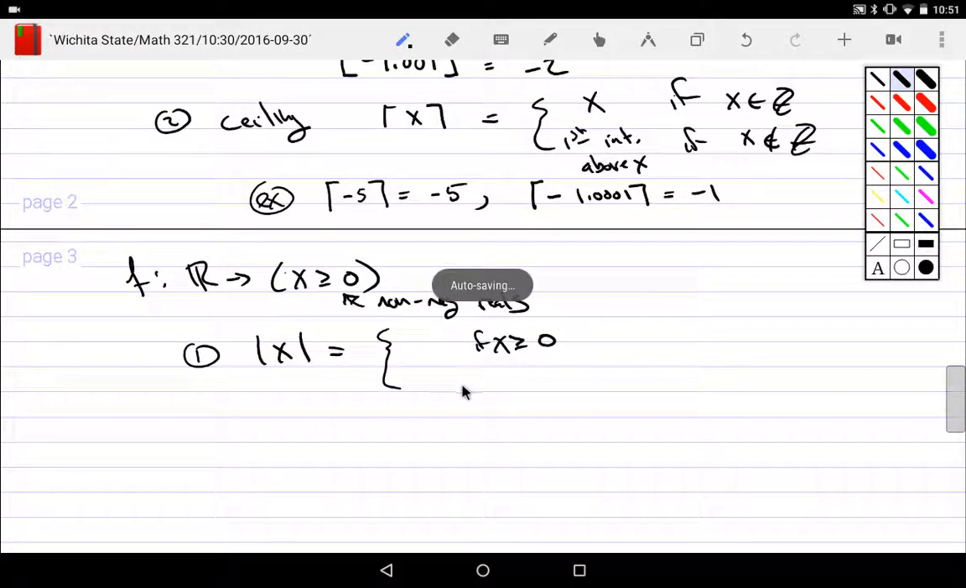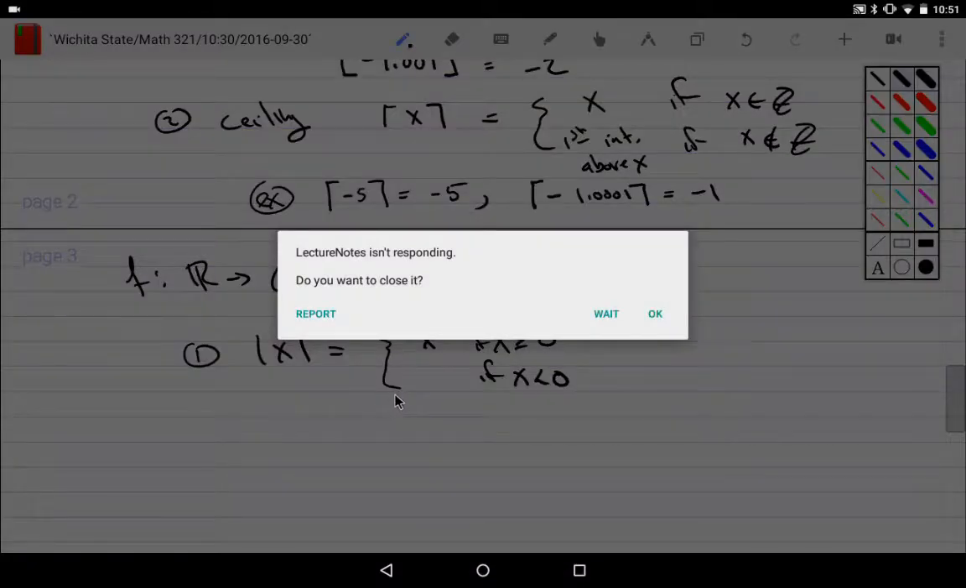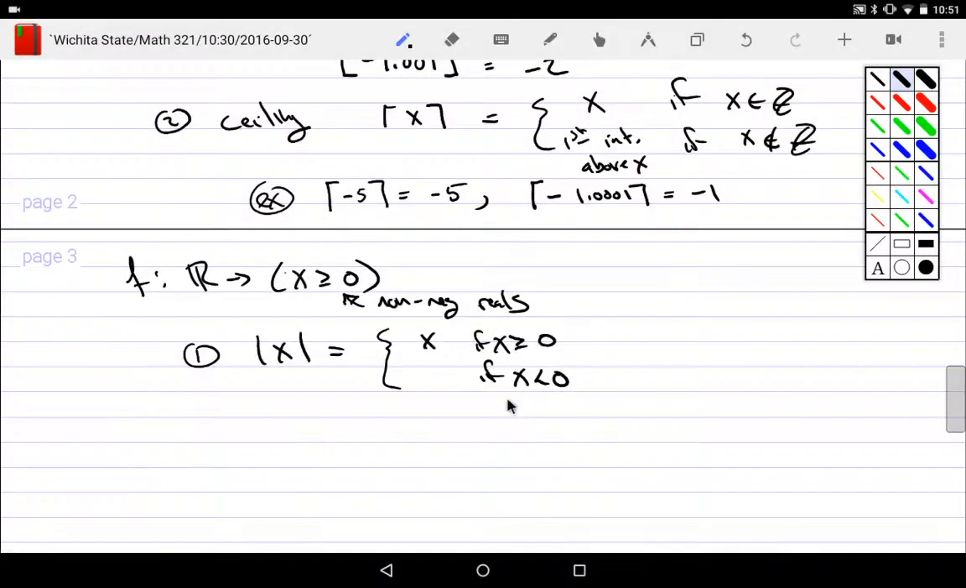What's the absolute value of 0? 0, all right? On the other hand, what if x is less than 0? What's the absolute value of negative 3? It's 3, right? So what does it do? It puts an extra negative on it to make it positive. Well, you have to tell me how you make it positive. Put an extra sign on it, now it's positive. Is everybody okay with both x and minus x being positive numbers?